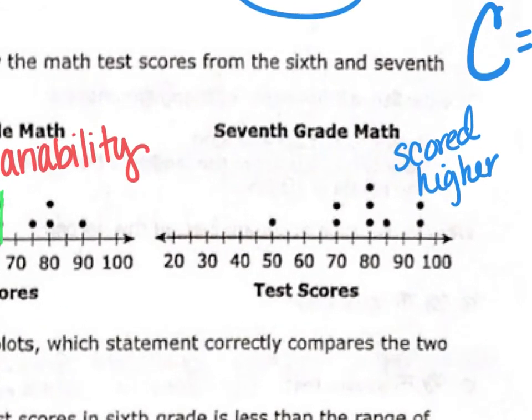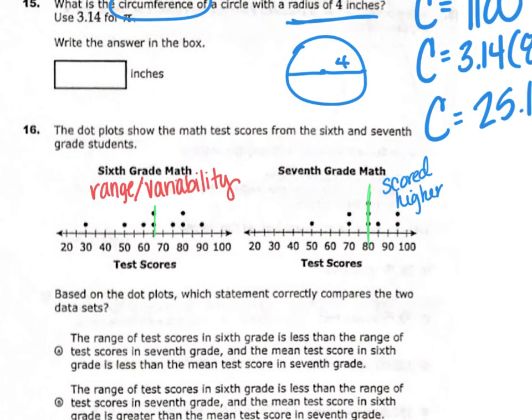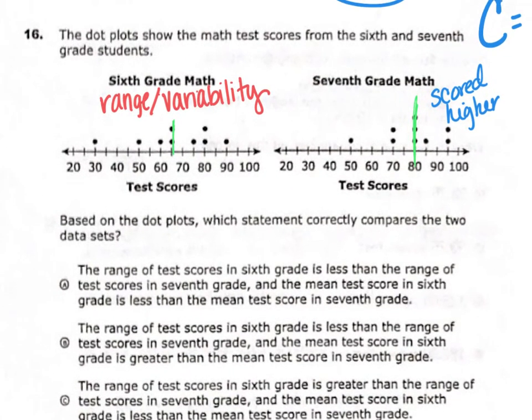If I look at the middle of the 7th grade dots, the middle of their dots is about right there. So their median score was about 80. All right, so now that we've got all that information, we're going to look at the answer choices. It says, based on the dot plots, which statement correctly compares?